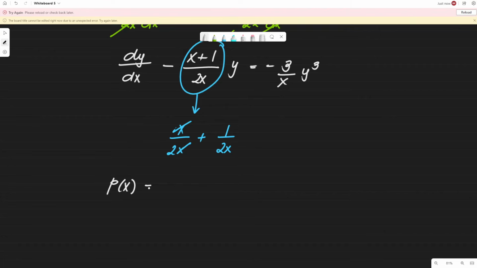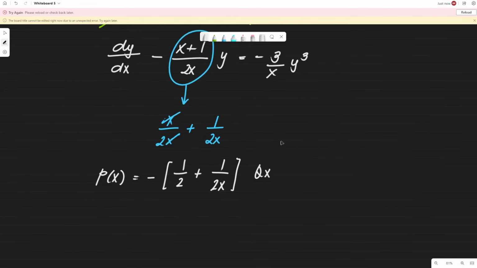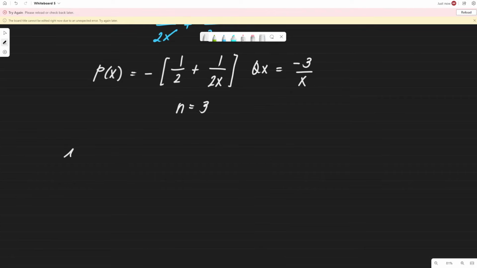P of x is equal to negative 1 half plus 1 over 2x. So our q of x is negative 3 over x, and our n is 3. Okay, so we can now solve for the integrating factor.